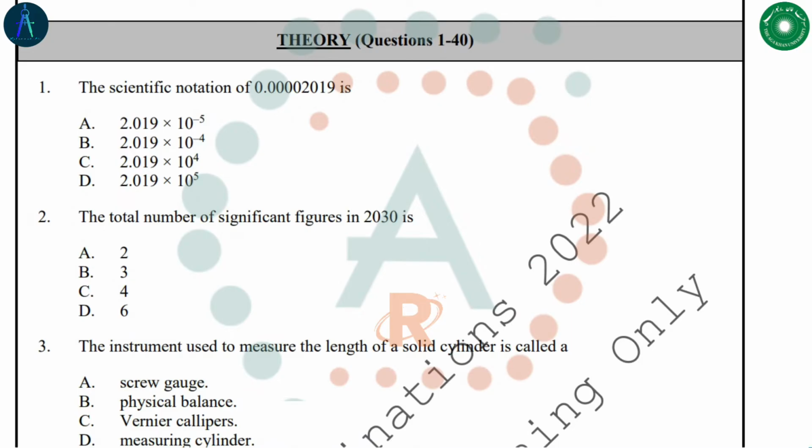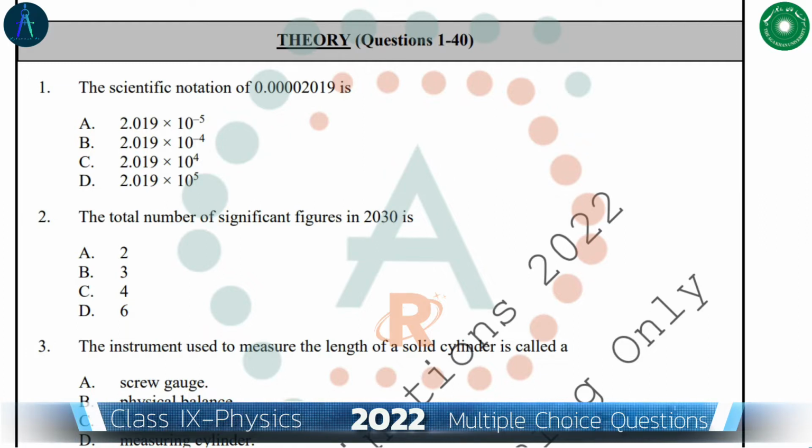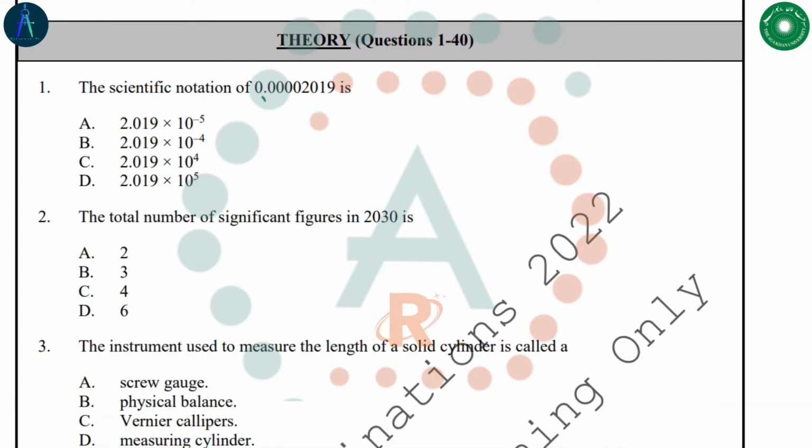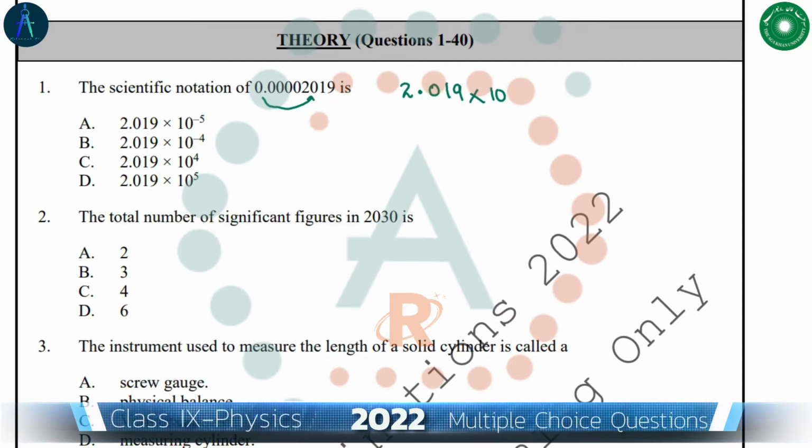So here we have the first question, the scientific notation of 0.00002019. According to scientific notation, the decimal should be after 2, between 2 and 0. So the scientific expression would become 2.019, and we are shifting this decimal to the right.